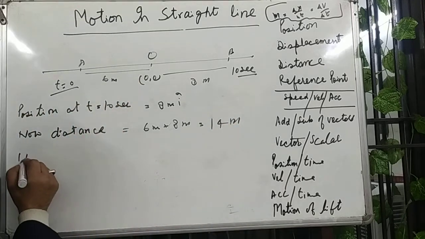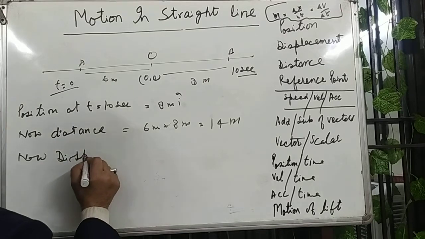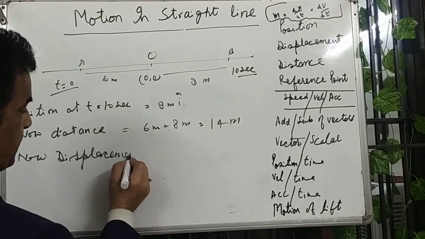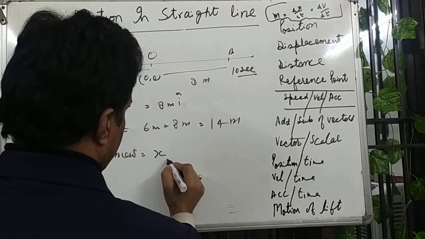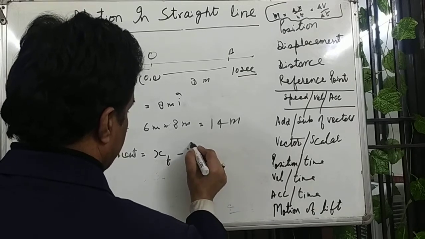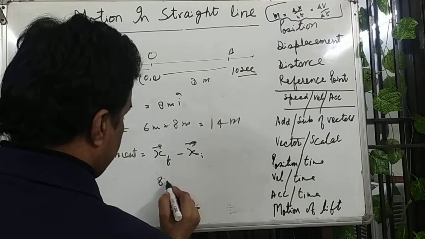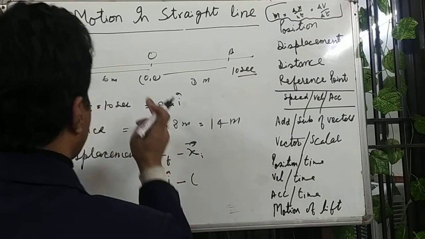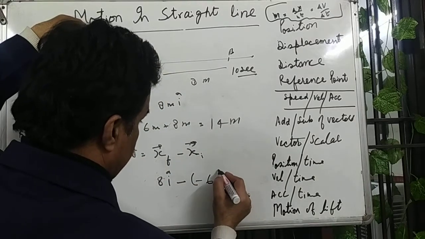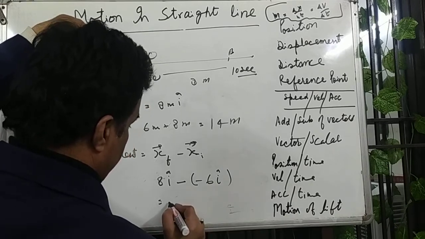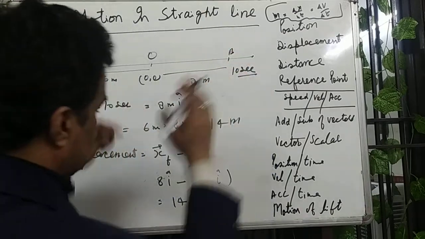And now displacement, that is final position, x final minus x initial, as vectors. So the final position is 8 i cap minus the initial position, which is minus 6 i cap. So that is 14 i cap. From this point to this point is the displacement.